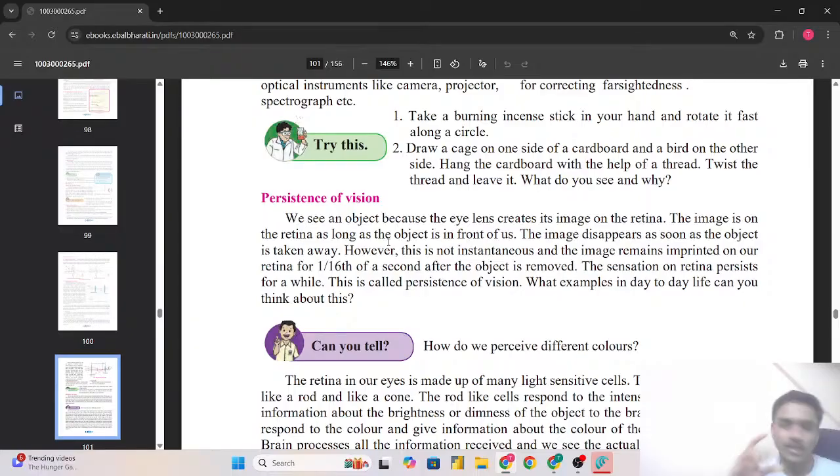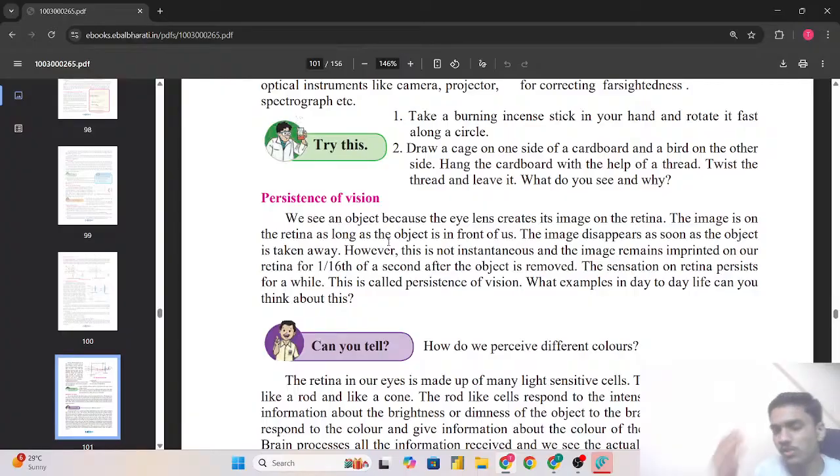मतलब हमारी आंखों के सामने एक ऑब्जेक्ट है and if the object is removed, सो उस ऑब्जेक्ट की इमेज हमारी आंखों की रेटिना पर रहती है, that is 1 upon 16th of a second. So the sensation on the retina persists for a while. This is called the persistence of the vision. सो persistence of the vision के ऊपर अगर क्वेश्चन आया तो it is simple to explain that the image of the object appears on our retina, it stays for 1 upon 16th of a second after the object is removed from the front of the eye, and after that the image of that object disappears.